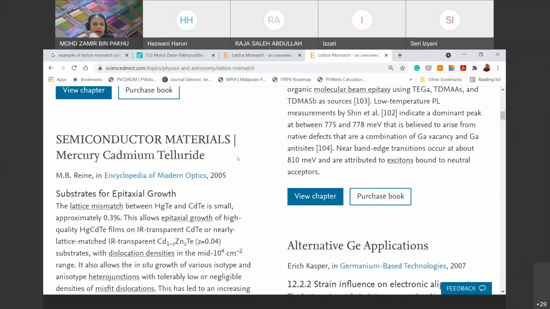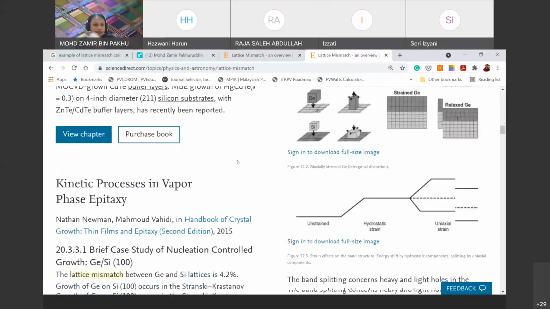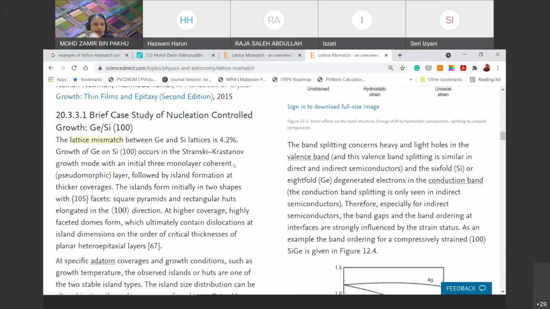So let's go down to silicon and germanium. Look here: nucleation control growth, silicon germanium, germanium on silicon 100. The lattice mismatch between germanium and silicon lattices is 4.2, 4.17. So correct, right? This is now your calculation. So we are talking about growth of germanium on silicon 100.